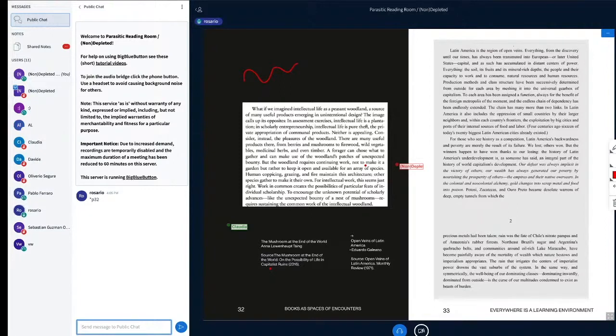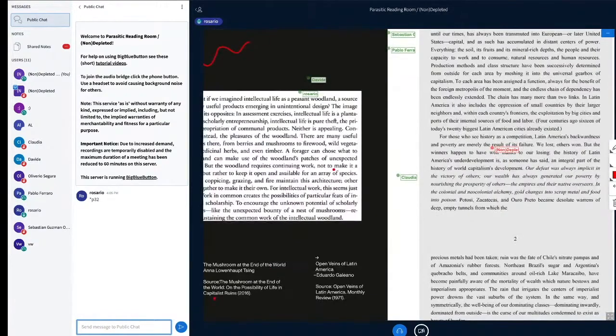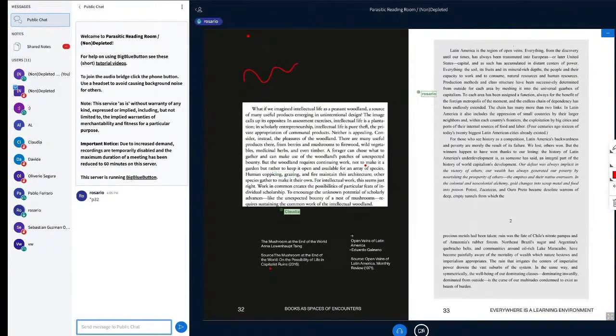A forager can choose what to gather and can make use of the woodland patches of unexpected bounty. But the woodland requires continuing work, not to make it a garden, but rather to keep it open and available for an array of species. Human coppicing, grazing, and fire maintain this architecture. Other species gather to make it their own. For intellectual work, this seems just right.